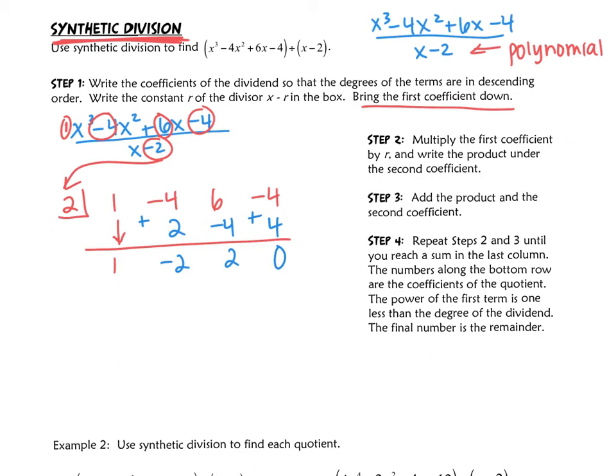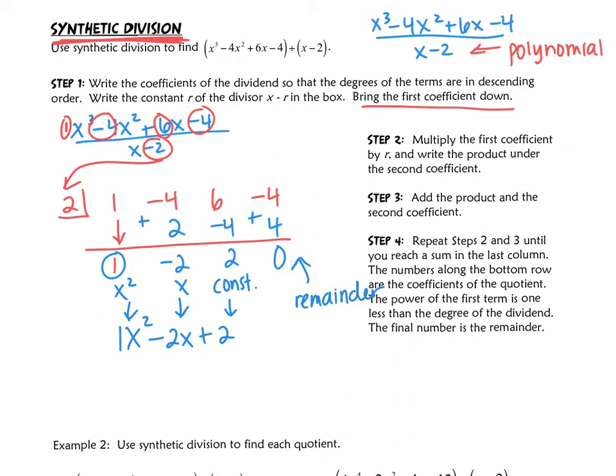Okay, the only thing left to do is to write this as a final answer. This term is always going to be 1 less than what you started with. So if we started with x cubed, this will be x squared, x, and a constant. We get 1x squared, minus 2x, plus 2. Last number is the remainder. Our remainder is 0, so we're just going to leave it. That's our final answer.